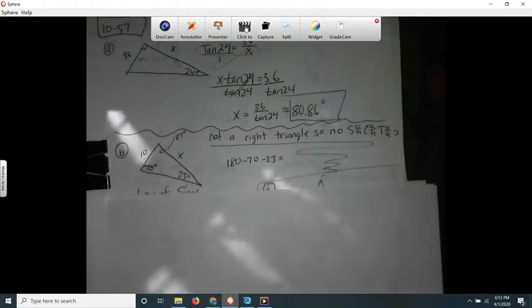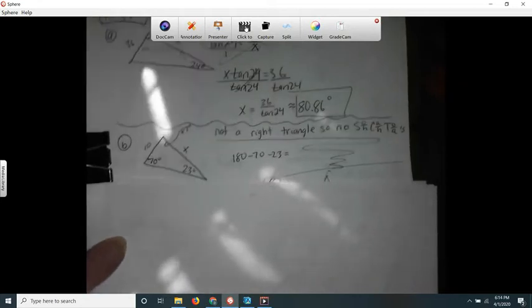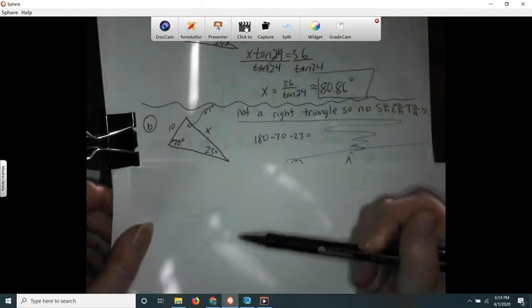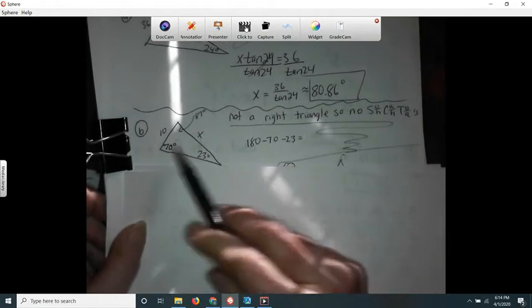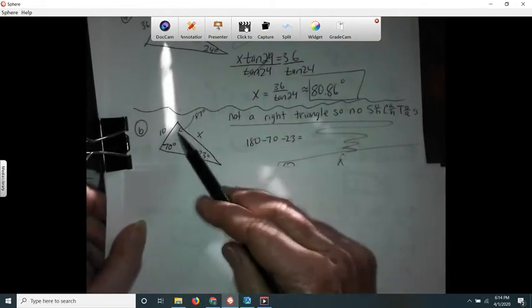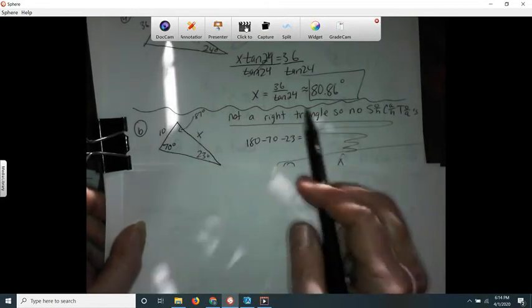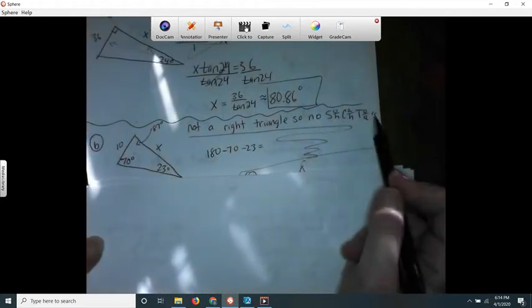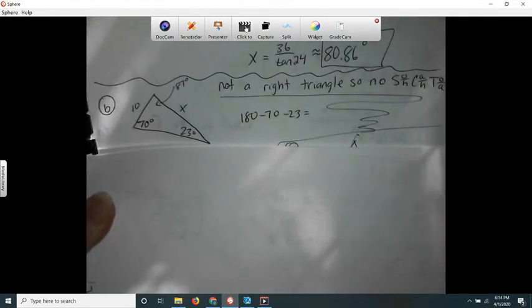So then letter B, here's another triangle. I don't think it's a right triangle because it's not labeled as a right triangle. I went ahead and did that thing where you go 180 minus 70 minus 23 just to make sure it's not a right triangle, because it appears to be in the book, but it's not. That's 87 degrees. If it's not a right triangle, I cannot use any trig ratios on it, like the sine, cosine, or tangent. So what do you do if you can't use your trig ratios?